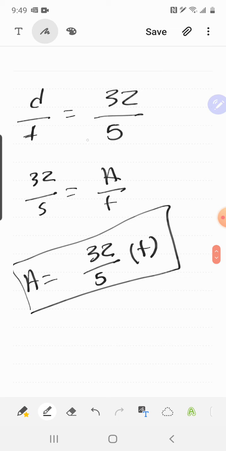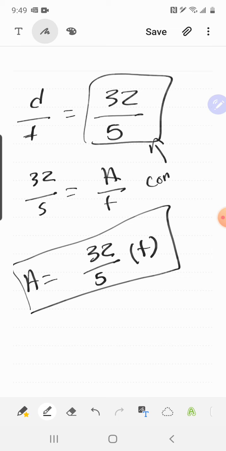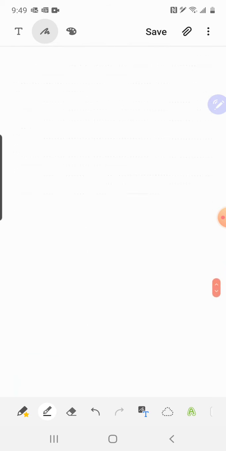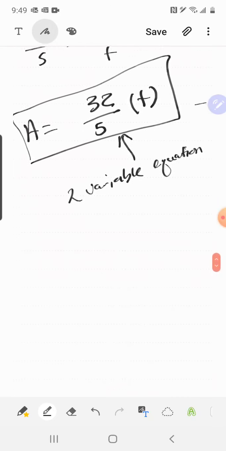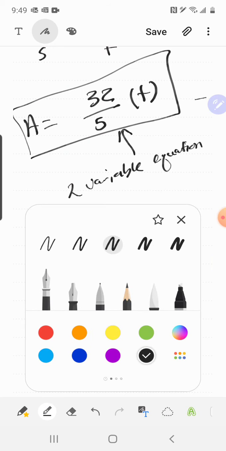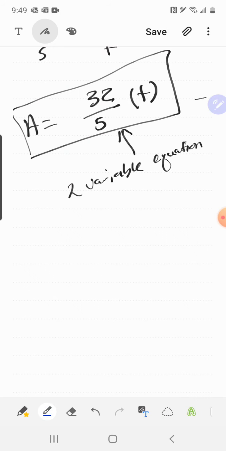This is our constant rate right here. This is our constant rate. And this right here is our 2-variable equation. All right, so now what I'm going to do is place minutes into my equation. Sorry, you guys. I'm going to place minutes into my equation. So the minutes that I'm going to place is going to be 0.